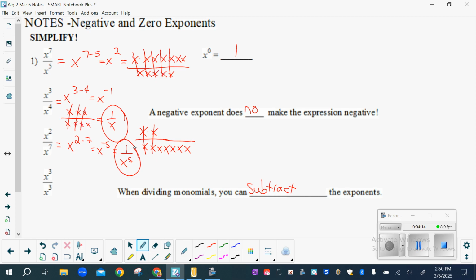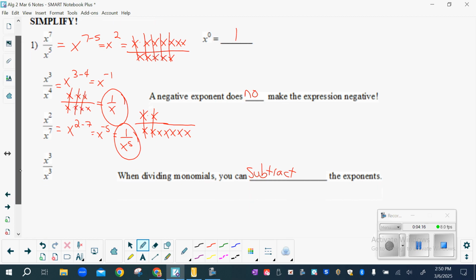Okay, so if we did x to the 3rd over x to the 3rd, what is that? 1. That's equal to 1. So we know it's 1 because they're the same. But what if we subtracted the exponents? We would get 3 minus 3, which is 0. So that's why x to the 0 is 1. You can see it there, showing why we get that. Okay?